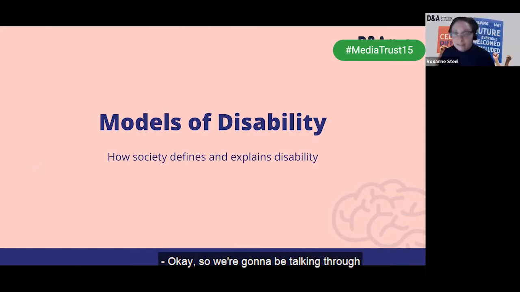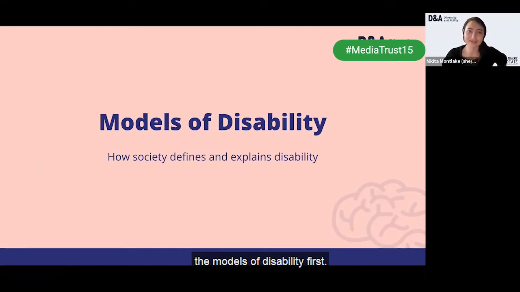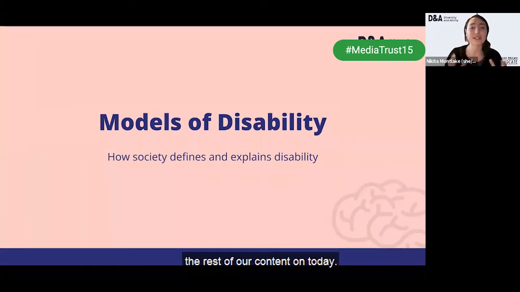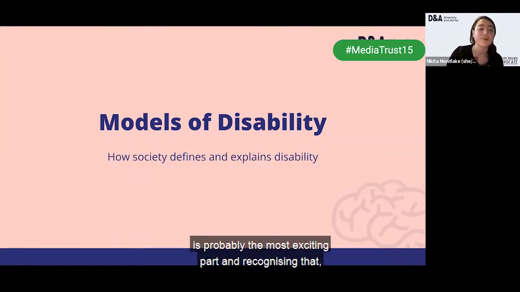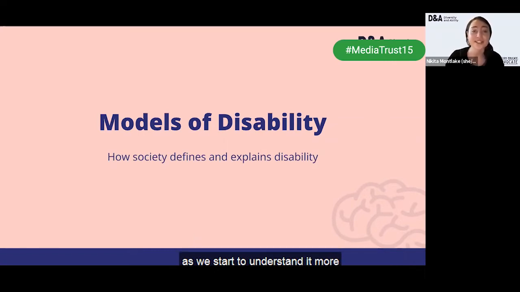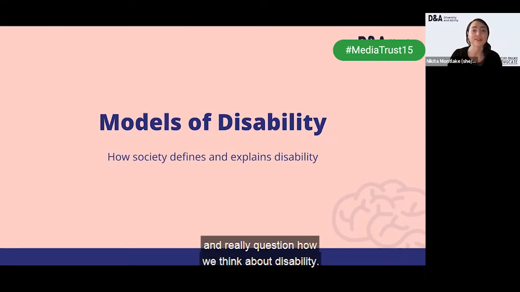Sure. Okay, so we're going to be talking through the models of disability first. So this is really the theoretical positioning of what we're going to be basing the rest of our content on today. So the models for me is probably the most exciting part, and recognizing that actually the way we view disability in itself is a social construct, and it's something that we can actually shift and adjust as we start to understand it more and expand our thinking around it, and really question how we think about disability.